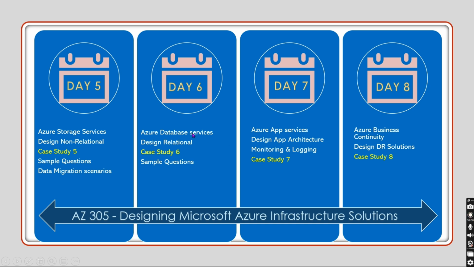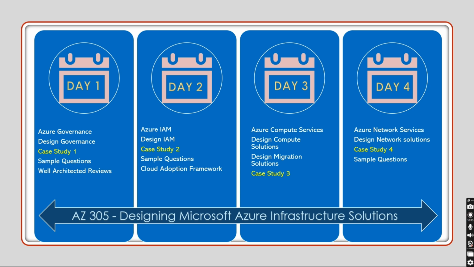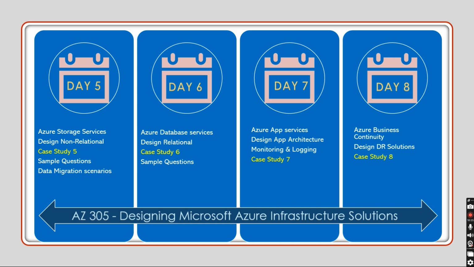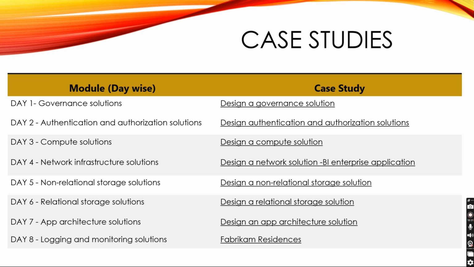For each of the days, we will have a case study where you will get to understand what the customer has as a requirement, and we need to come up with a solution for each of these case studies. So unlike the associate level where we need to go and do certain things, here as a solutions architect, we need to understand the business requirement and convert that into a technical documentation or a technical diagram.